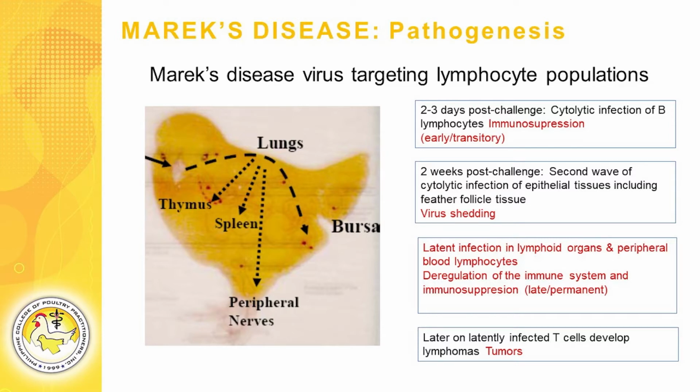Then in the next stage, about 2 weeks, the birds will start shedding the virus, mainly through the feather follicle tissue. On a later stage, the virus will go into so-called latent infection in the lymphoid organs and peripheral blood lymphocytes, causing a deregulation of the immune system and immunosuppression that will be more of the late and permanent type. And at a later stage, some birds will be able to develop tumors, which, as we know, are also a part of what we see in birds infected with this virus.